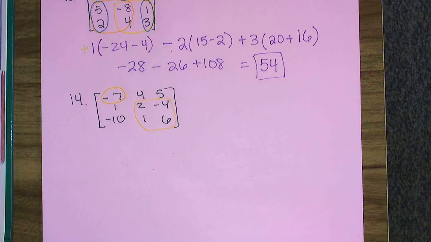It follows the pattern positive, negative, positive. But if there's a negative sign, we still have to write it. So the next one is also going to be minus, because it follows the pattern positive, negative, positive.